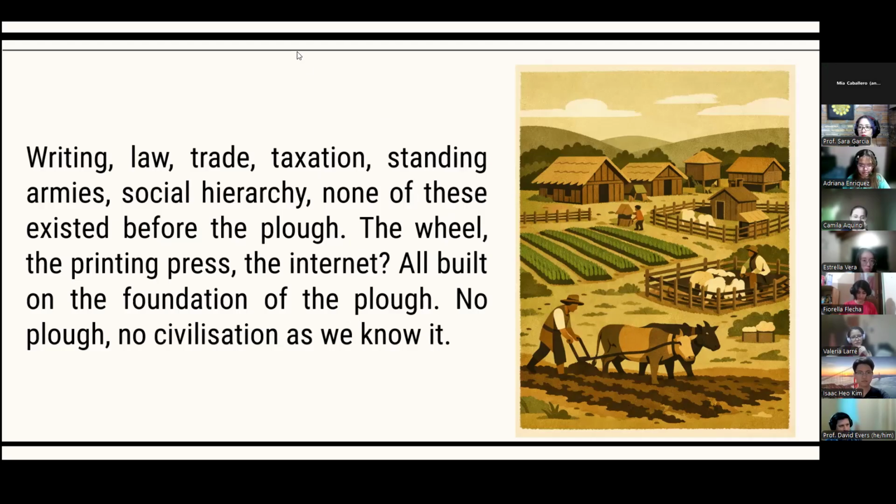Writing, law, trade, taxation, standing armies, social hierarchy, none of these existed before the plow. The wheel, the printing press, the internet, all built on the foundation of the plow. No plow, no civilization as we know it.